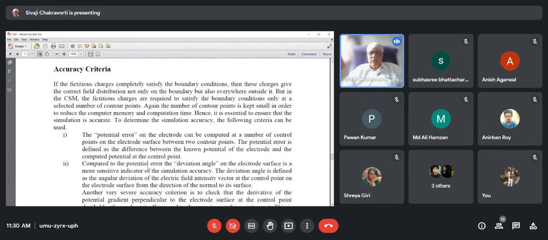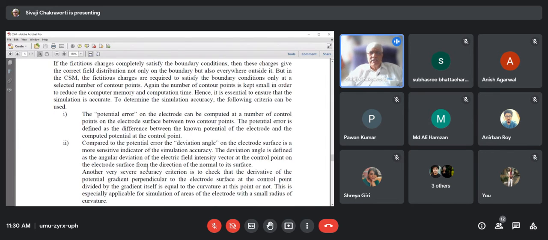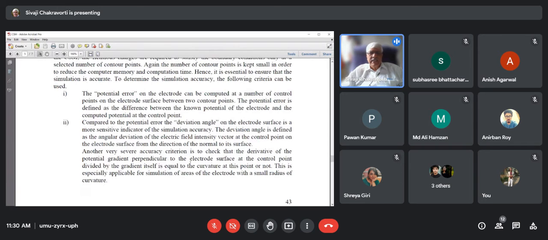I jokingly say that a computer is called a garbage in, garbage out system. That means if you feed garbage data to the computer, it will give back garbage data to you. So it is very, very important to understand that you are handling the computer correctly.